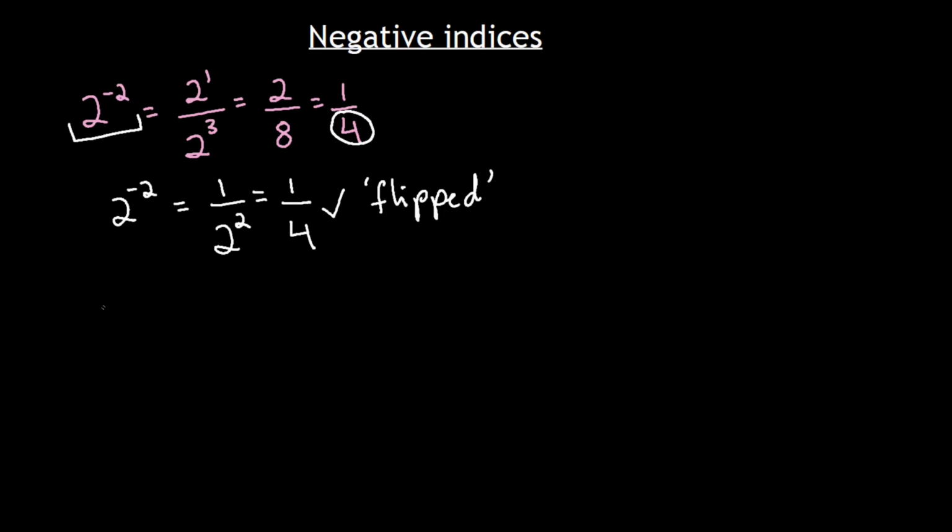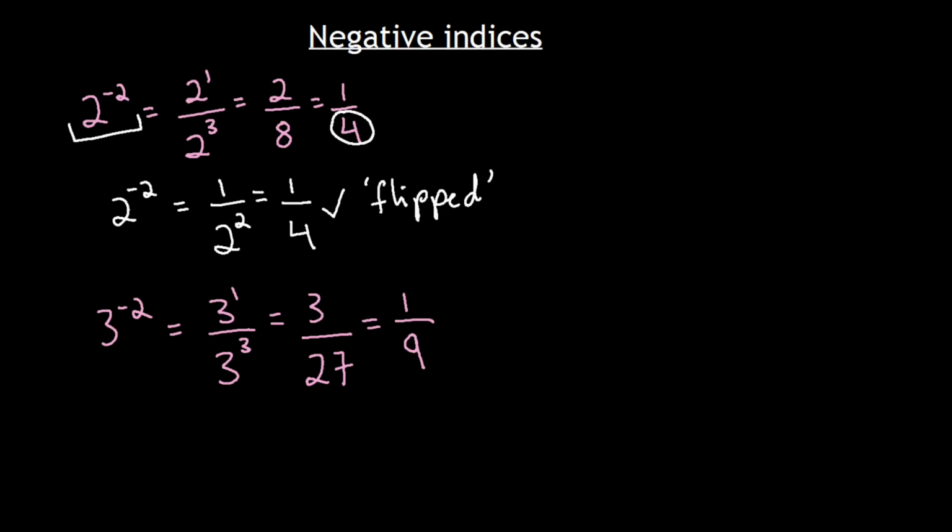Let's have a look at 3 to the power of negative 2. Again, we can rewrite it as 1 over 3 to the power of 3. Sorry, that should be a positive, my bad. So 1 take away 3 makes a negative 2. Work out the answer to that. So 1 over 3 times 3 times 3, which is 27. We can simplify it by dividing the top and bottom by 3, so that'll be 1 over 9.